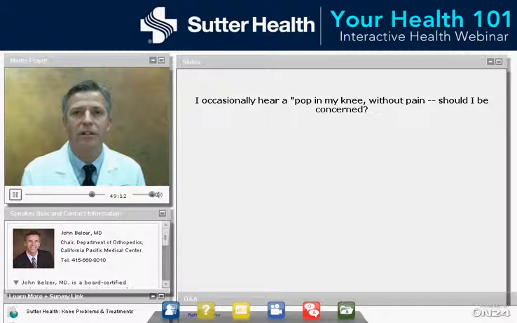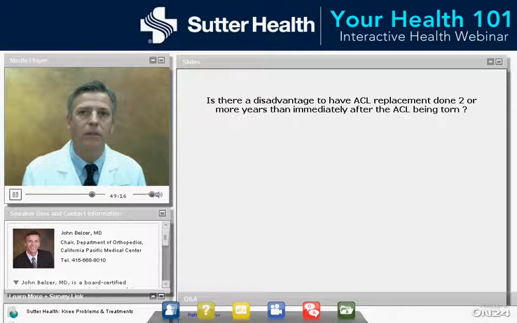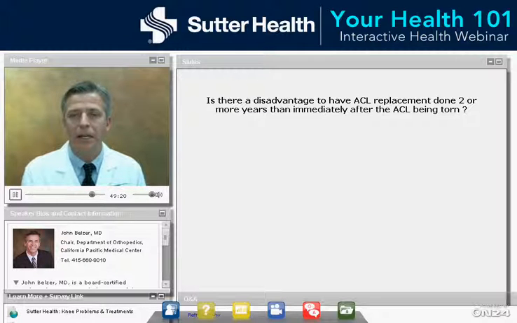Is there a disadvantage to having ACL replacement done 2 or more years later than after the ACL was torn? The answer to that is that the longer you are out from your ACL injury, the more at risk you are for developing a meniscus tear. I've reconstructed ACLs on patients who have had ACL instability for 20 years. And if patients have simply not gotten around to it, or the knee felt unstable, but there wasn't that much of a problem, or they restricted their activities.